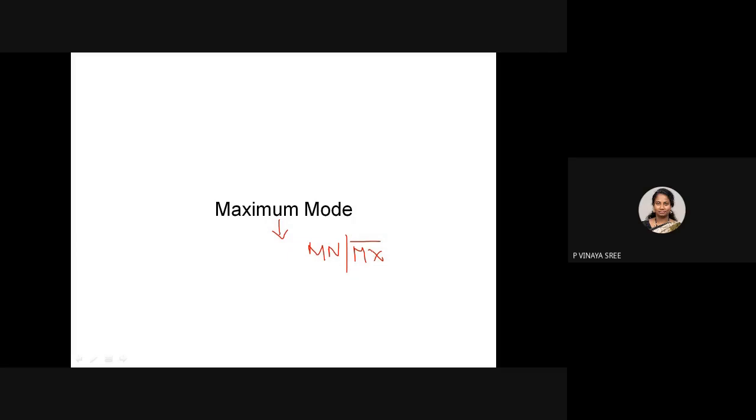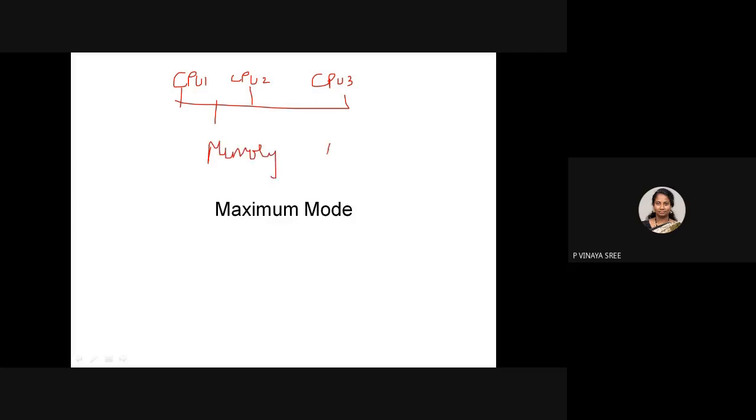Which one is the active low pin and which is the active high pin? This one is active high, meaning when it is 1 it is minimum mode and it has to be 0 for maximum mode. So to get this to 0, it has to be connected to ground so that it will be in maximum mode. In maximum mode you will be having multiple processors, CPU 1, CPU 2, CPU 3, all sharing a common memory and common external peripheral devices.